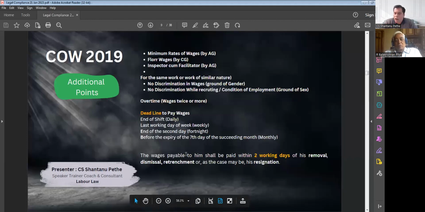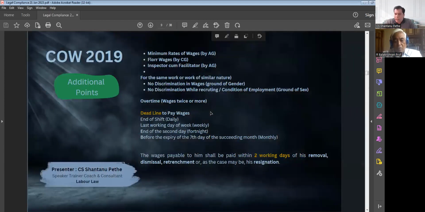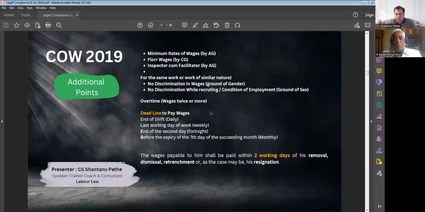For the same work or work of similar nature, equal remuneration: the point related to equal remuneration says that there should be no discrimination in wages on the ground of gender. And no discrimination while recruiting or in conditions of employment on the ground of sex. So they are basically talking about male and female. They should not be discriminated against in respect of payment of wages, and even while recruiting, you cannot say that we prefer male or female for a particular job. This is clearly because it violates the constitutional provision also. So it is very important that everyone notes that there should not be any discrimination on the basis of sex or gender.